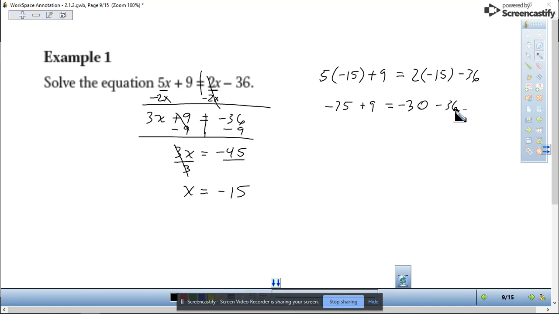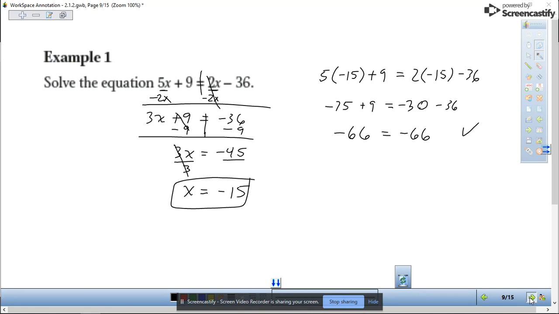Minus 36, and then you should see if you get the same answer. So negative 75 plus 9 is negative 66. And negative 30 minus that, minus 36, is negative 66. So I do indeed get the same answer. It does check out. That means that negative 15 is my solution to that equation.